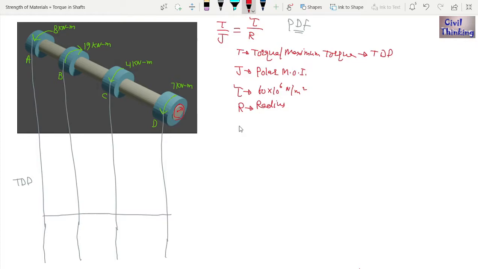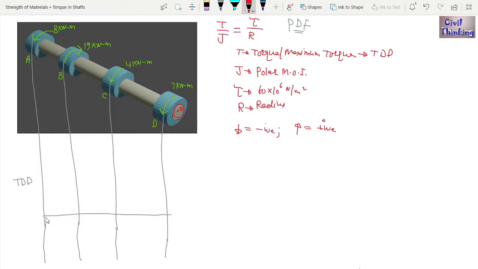Okay, the downward torques I will assume as negative, and upward is only one at B, the 19 kilonewton meter. Okay, upward I will assume to be positive. So let me begin from left to right. Okay, this is the assumption for left to right. Now at A there is an 8 kilonewton meter of torque, right? But it is downwards, means negative.